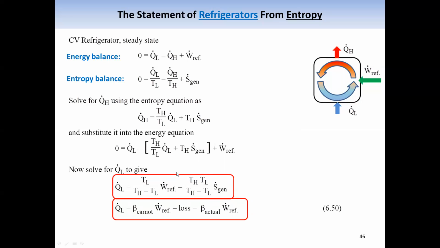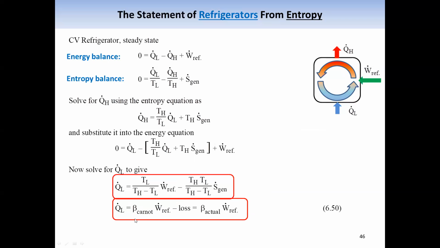So that means for a reversible process, we have this term only. For an irreversible process, the entropy generation causes the QL to be lower. The energy efficiency becomes lower because they extract a lower amount of energy from the low temperature reservoir.